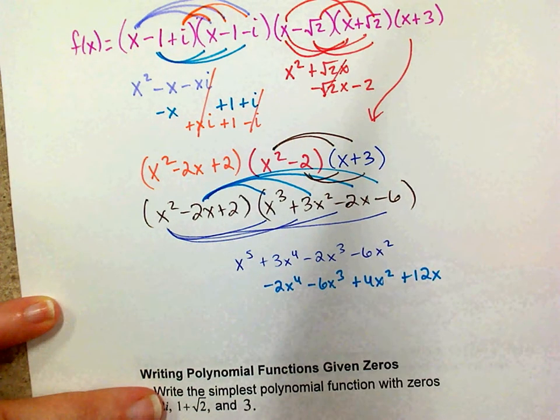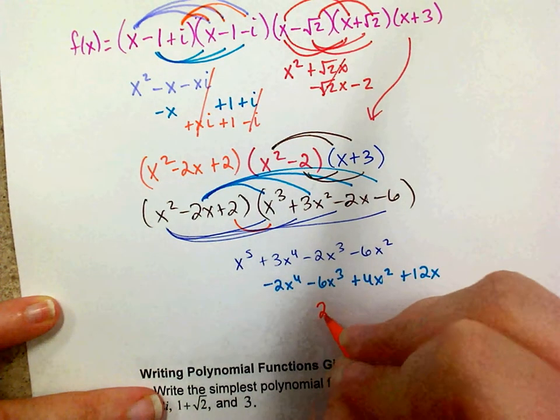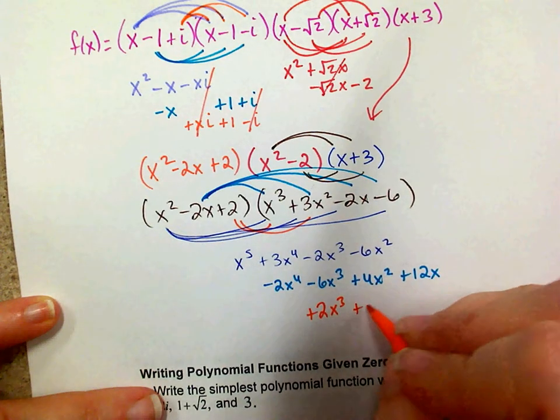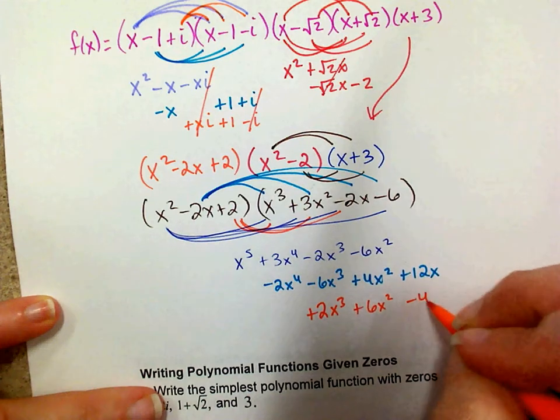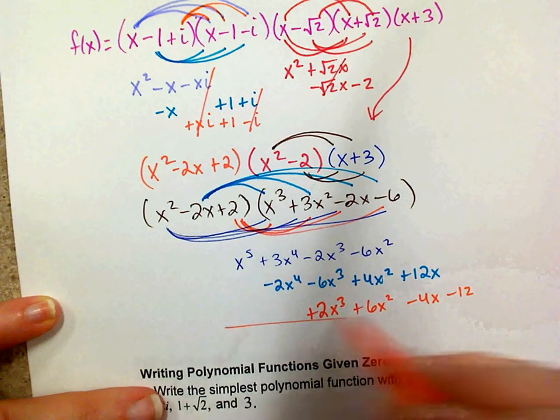And then we're going to distribute the positive 2. 2 times x cubed is a positive 2x cubed. 2 times 3x squared is a positive 6x squared. 2 times negative 2x is a negative 4x. And 2 times negative 6 is a negative 12. Combine like terms, and you've got your polynomial.